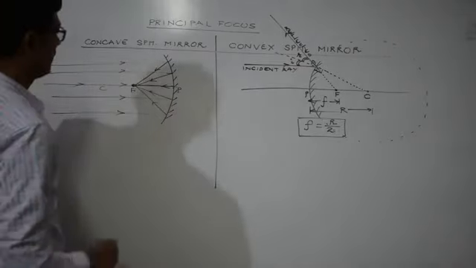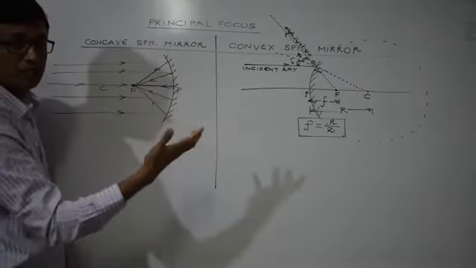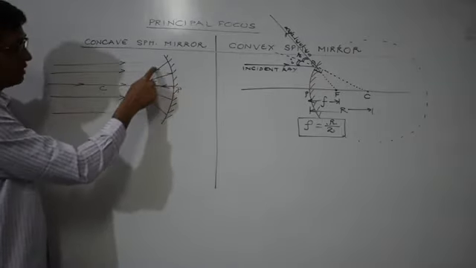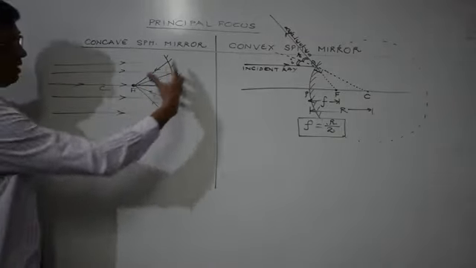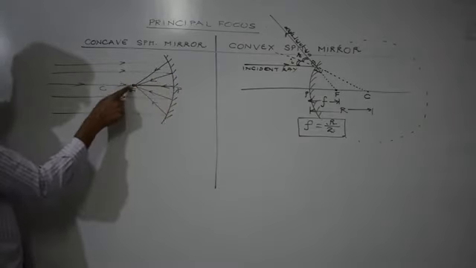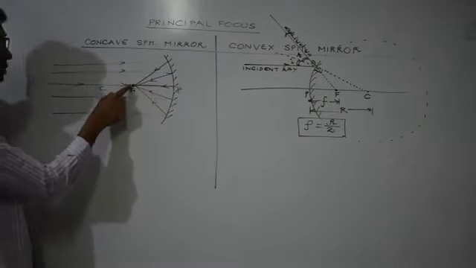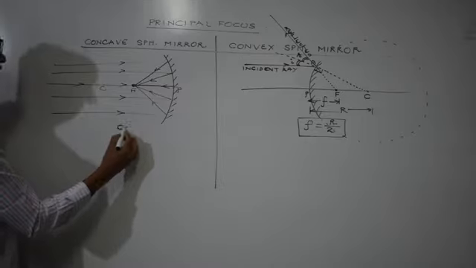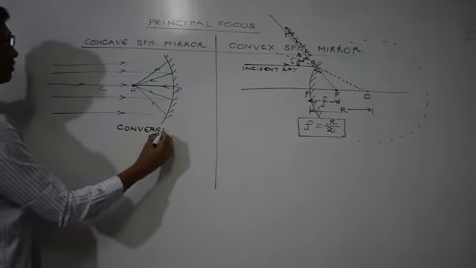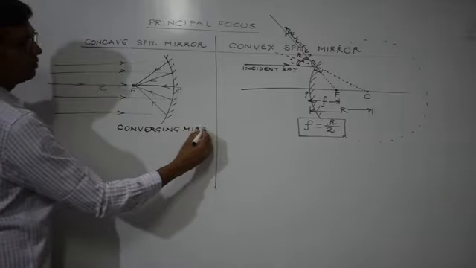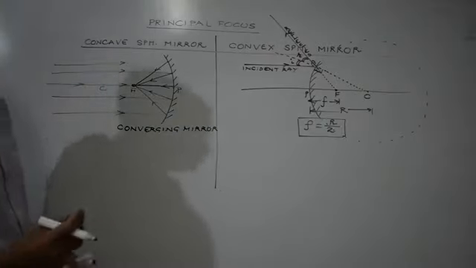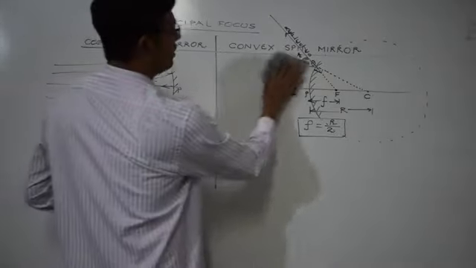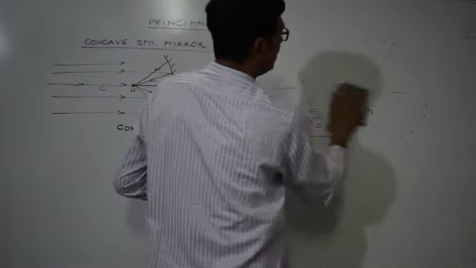The reason a concave mirror is known as a converging mirror is that when a parallel beam of light is incident on a concave mirror, the rays after suffering reflection tend to get converged at a particular point on the principal axis. This particular point is known as the principal focus. So a concave mirror is also known as a converging mirror because it converges the reflected beam at a particular point on the principal axis. Similarly, we can justify that a convex spherical mirror is also known as a diverging mirror.